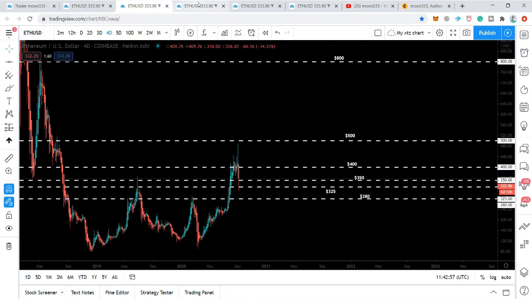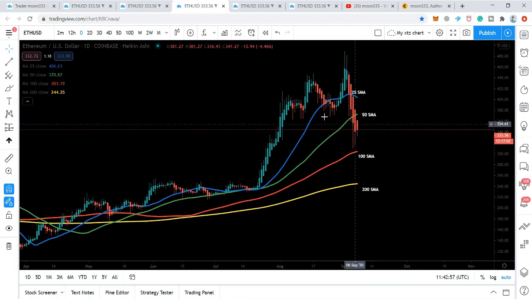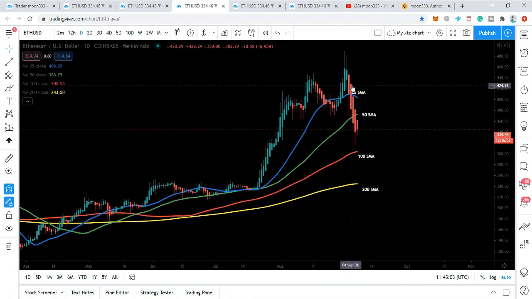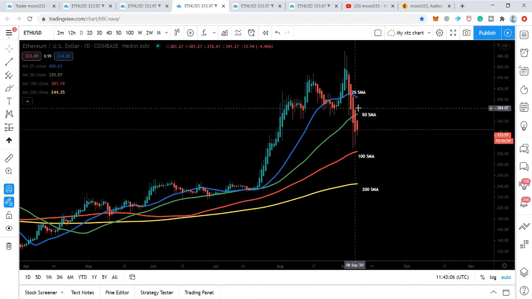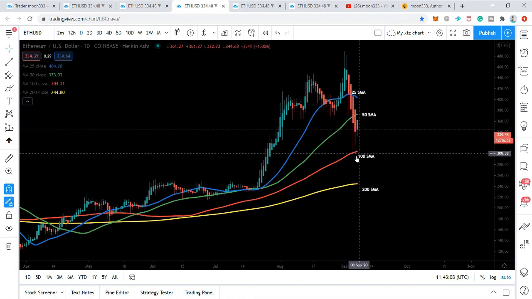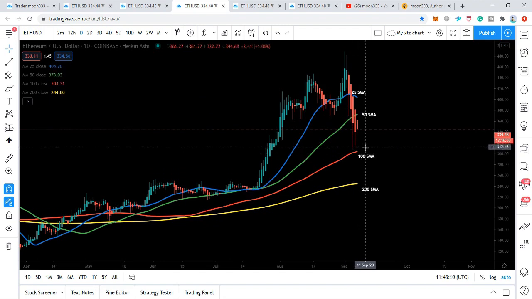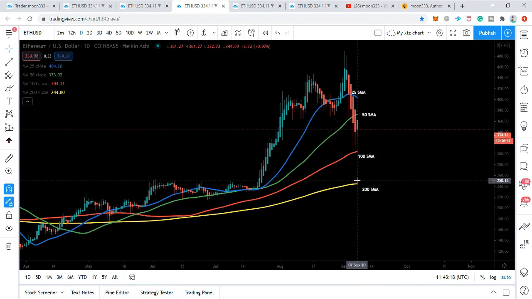Now, if we watch the different simple moving averages with the time periods of 25, 50, 100, and 200, at this time the price action has broken down the 25 simple moving average and the 50 simple moving average as well. At this time the price action is going to retest the 100 simple moving average. Once the 100 simple moving average is broken down, then we can expect a further downward move up to the 200 simple moving average as well.